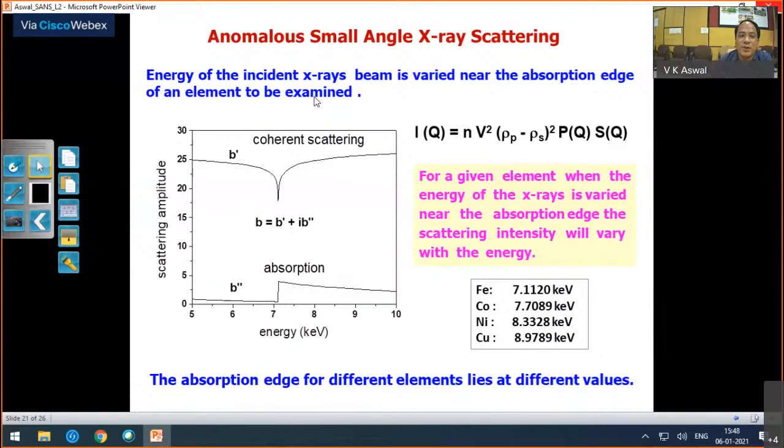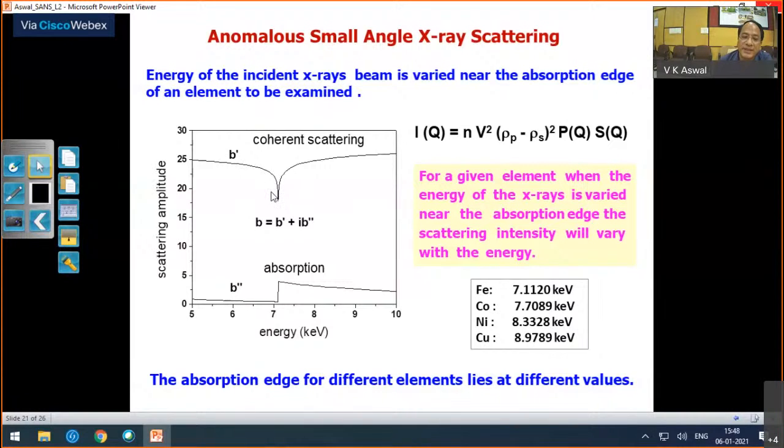And what happens when you go near the absorption edge, your absorption is increasing. So you can write a scattering length in 2 parts, real part and imaginary part. So real part is so here the absorption edge, your energy is such that you can knock out the electron from the atom. So there your absorption will increase and your scattering length is decreasing.